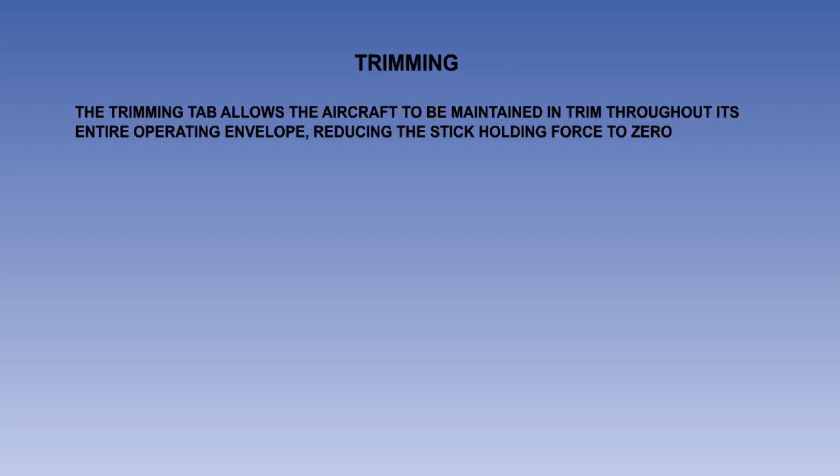That is the end of the lesson on trimming. These are the main points that you need to remember. The trimming tab is a small adjustable surface set into the trailing edge of a main control surface. It allows the aircraft to be maintained in trim throughout its entire operating envelope, reducing the stick holding force to 0.